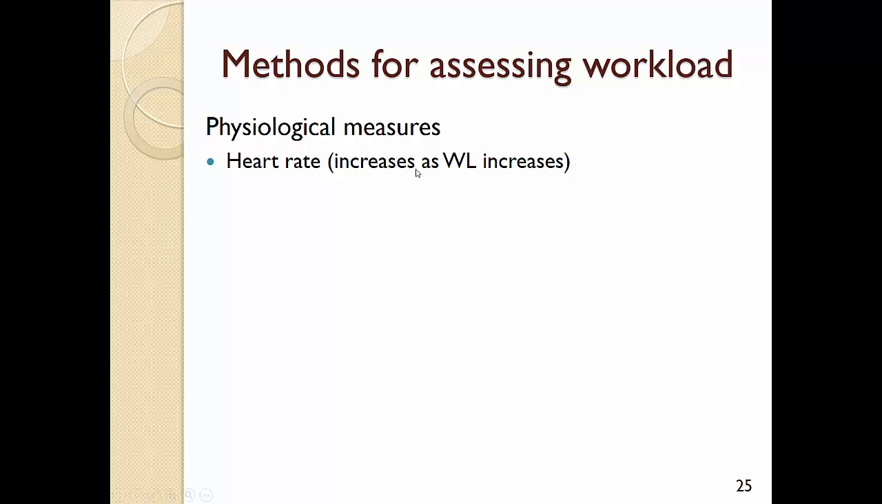Heart rate tends to go up as workload increases. Heart rate variability, so this is like your heart rate will change how it beats, the regularity of the beats, and this is an indicator of workload in a couple ways. So we can see accelerations and decelerations in heart rate as there are events, so that's one way that we can look at heart rate variability.